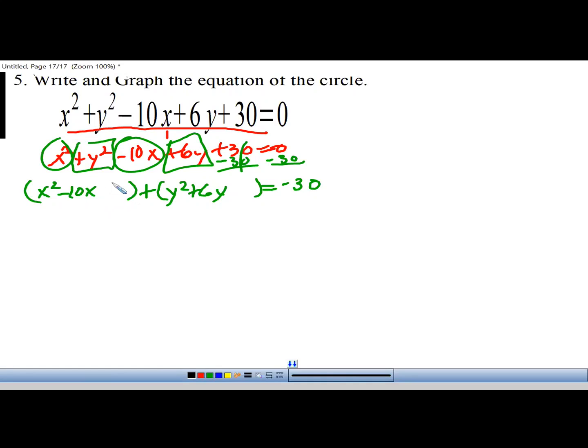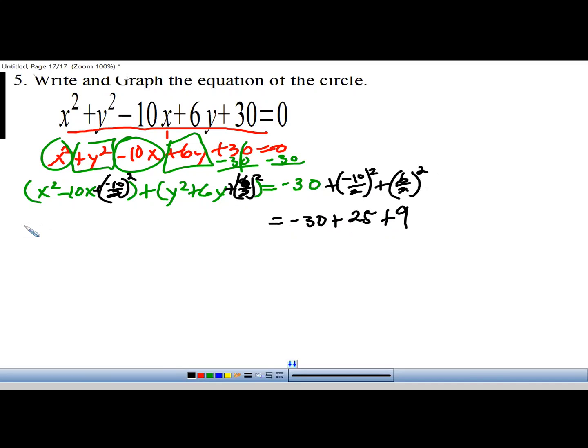Here you should have added -10/2 squared, and we do that to both sides. -10/2 squared. And here we add 6/2 squared. My brain's going faster than me. All right, so 6/2 squared is 9. -10/2 squared is 25, plus -30. I bring all this down, simplified, x squared minus 10x plus 25 plus y squared plus 6y plus 9. Simplify the right side, that ends up with 4, because 25 plus 9 is 34, minus 30, that's 4.